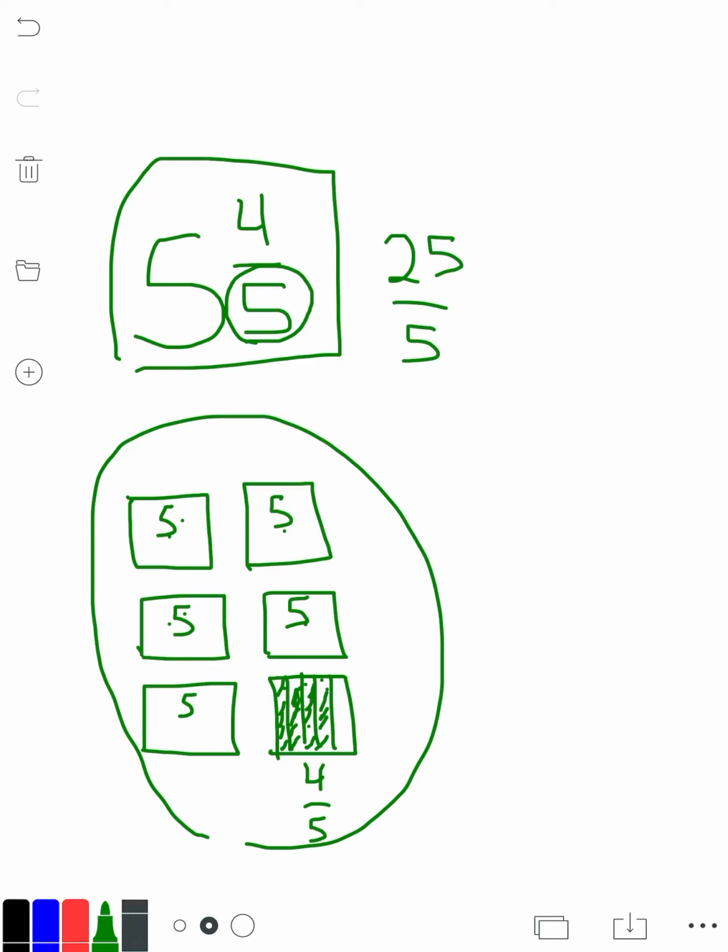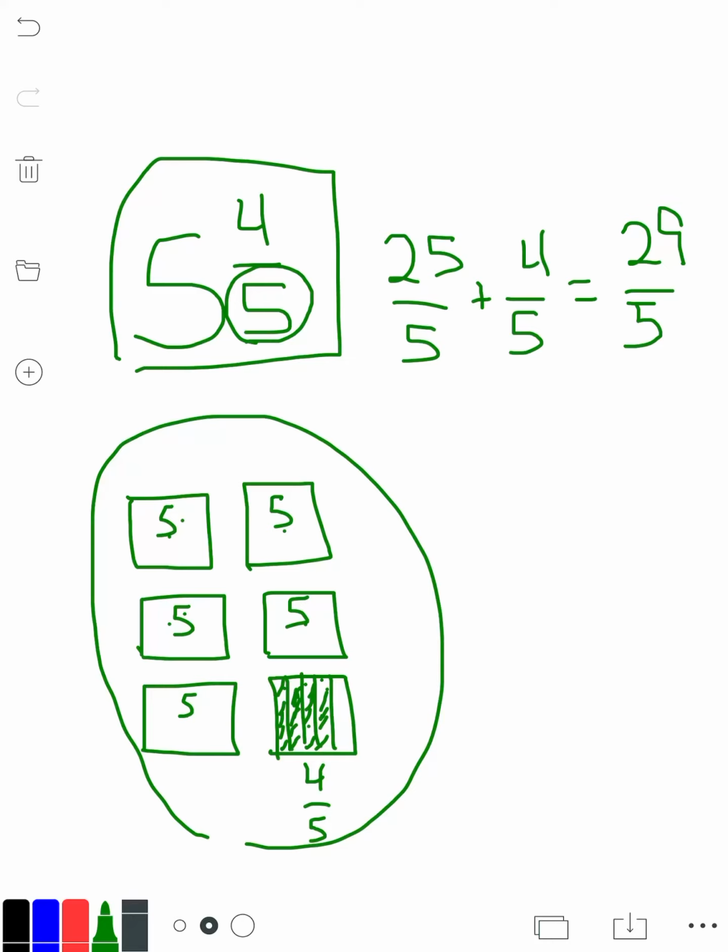But we don't forget about the 4/5 that were already there, so we have to include those. So that gives us 4 more fifths for a grand total of 29 fifths, as you can see in my very neat and professional handwriting.